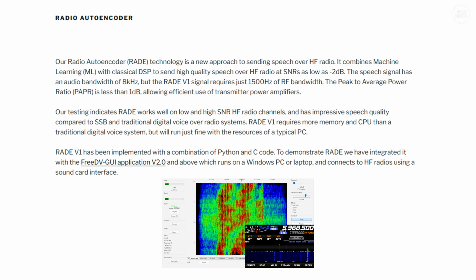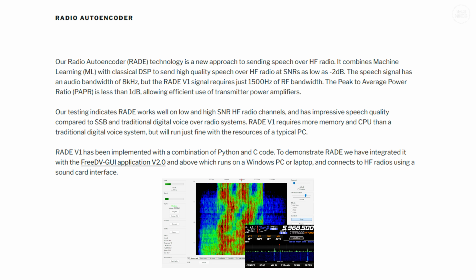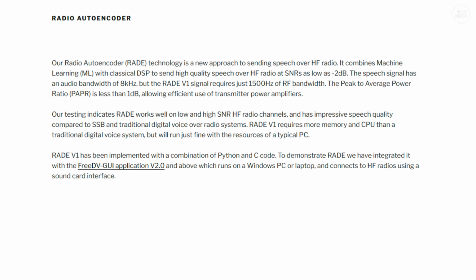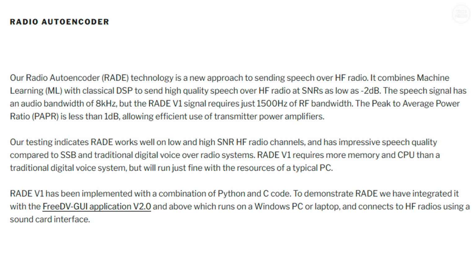Radio autoencoder, or RADE V1, is now part of the FreeDV application, and if you cast your mind back to a few months ago, I performed some FreeDV tests with a fellow ham tuber, where we tested out the different modes available within the FreeDV application. RADE V1 combines machine learning with classical DSP to send this high-quality speech over HF radio at SNRs as low as -2 dB. It also has a peak-to-average power ratio of less than 1 dB, which of course allows efficient use of transmitter power amplifiers.